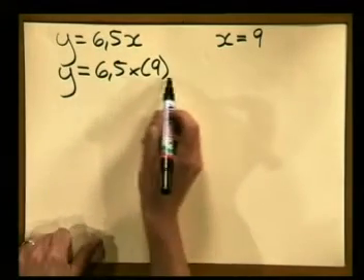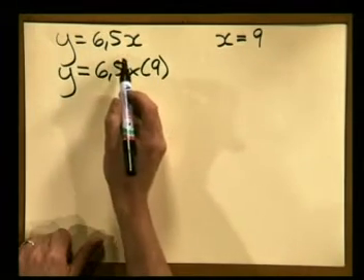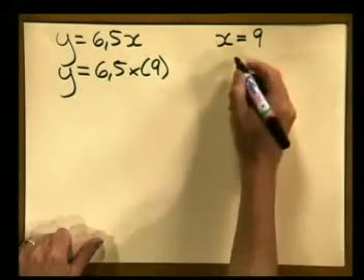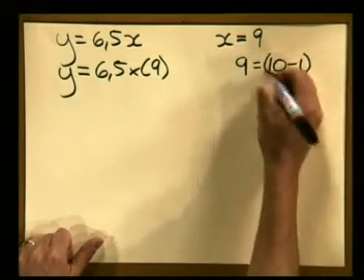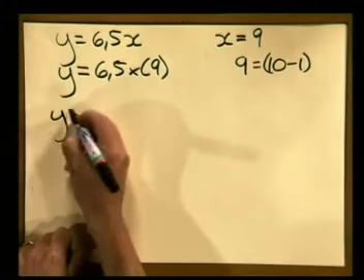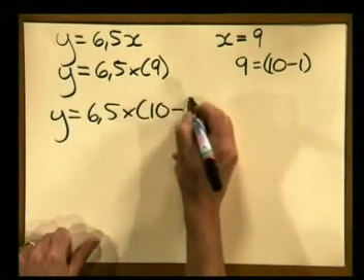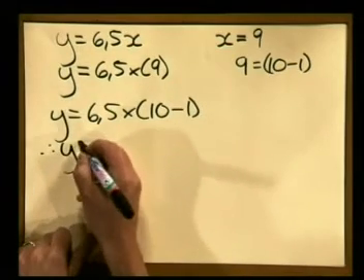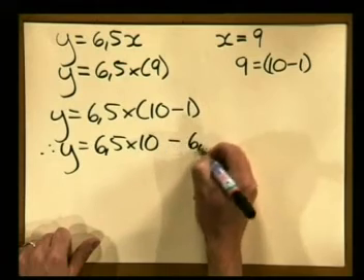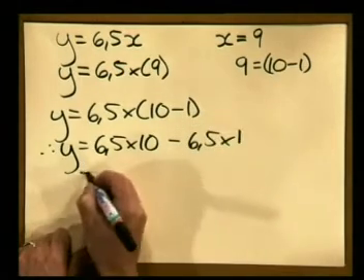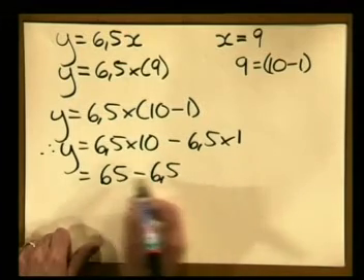Now instead of using a calculator for this, I'm going to use some simple arithmetic. I find it easier to multiply 6,5 by 10. So I'm going to think of 9 simply as 10 minus 1. So in other words, my equation becomes Y is equal to 6,5 multiplied by 10 minus 1. So therefore, Y is equal to 6,5 multiplied by 10 minus 6,5 multiplied by 1, which is equal to 65 minus 6,5, which is quite simple to do.